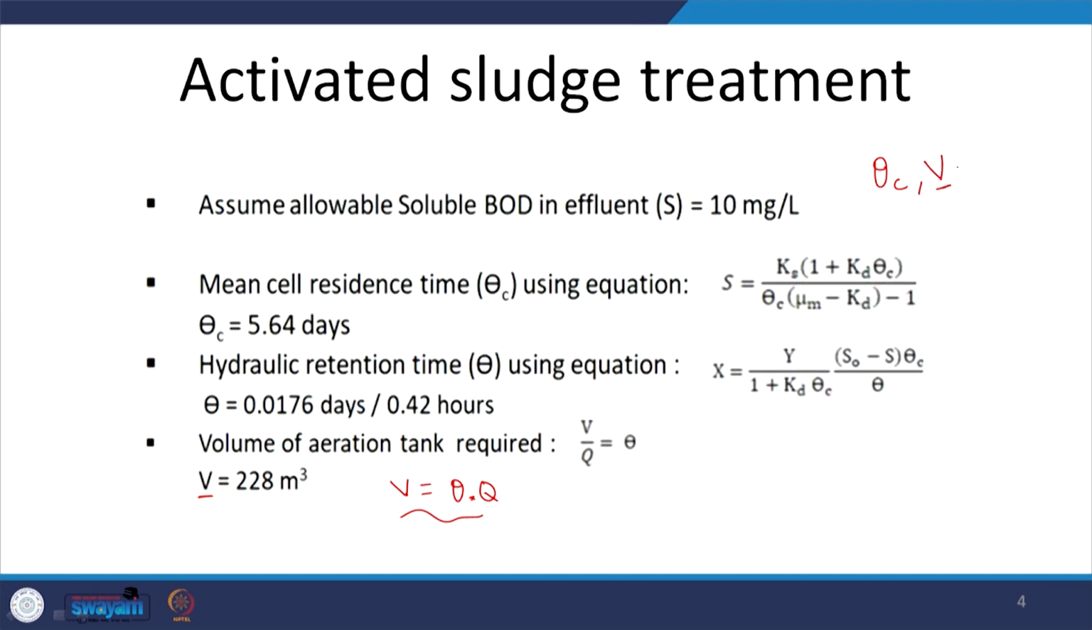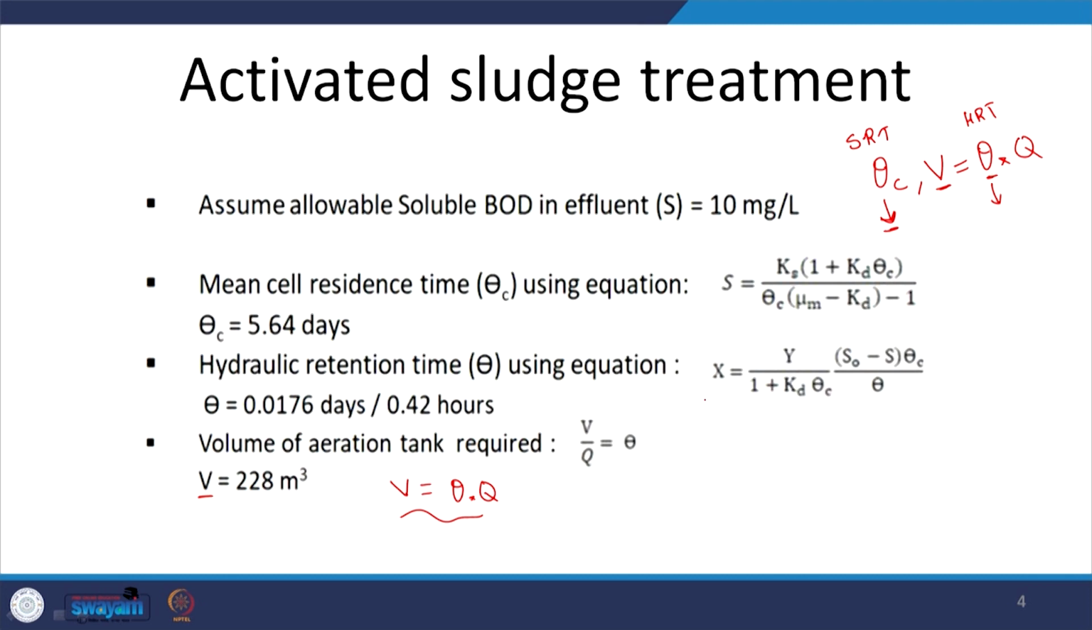For volume, I need theta, the hydraulic retention time. This gives me an idea about how much time the water molecule is spending in the system. Theta C is the cell residence time or solids retention time, SRT, and this is the HRT. Note the difference, please. This gives me an idea about how much time the microbes are spending in the system. The volume of the tank will be the hydraulic retention time theta into Q. So, for that I need to calculate theta, and again we can calculate that.